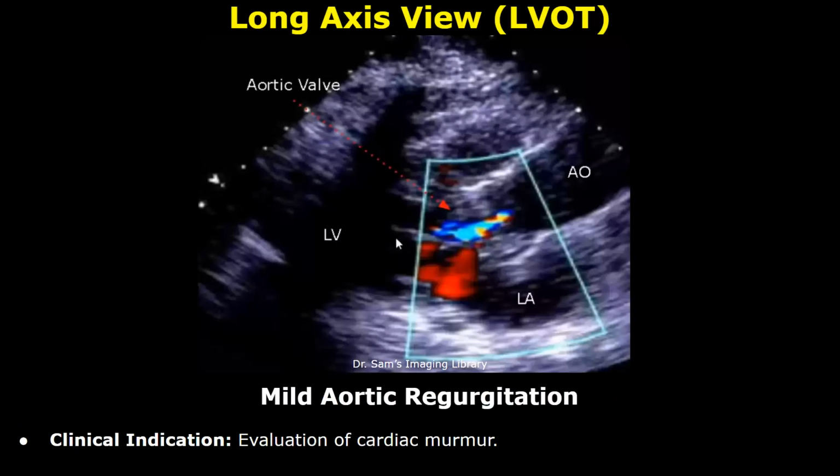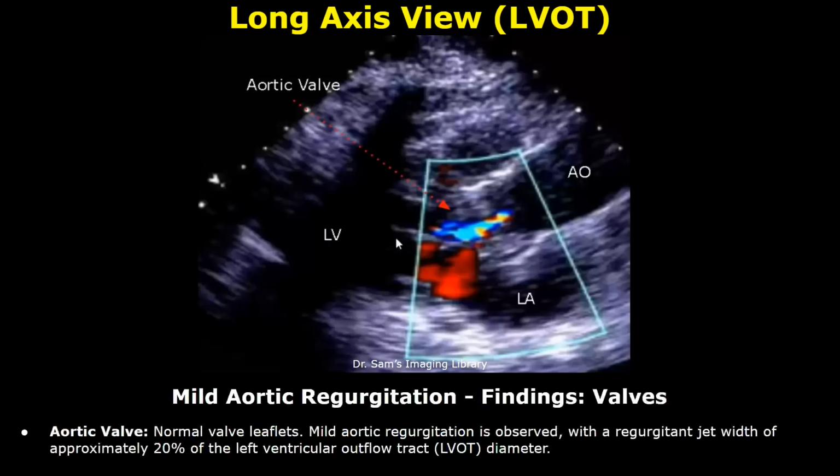This is a case of mild aortic regurgitation. Clinical indication is evaluation of cardiac murmur. These are the findings of the aortic valve. Normal valve leaflets. Mild aortic regurgitation is observed with a regurgitant jet width of approximately 20% of the left ventricular outflow tract diameter.